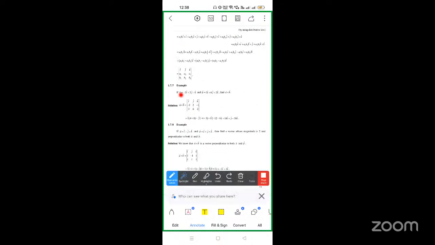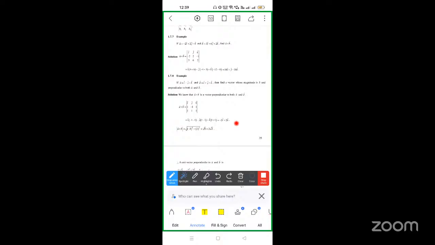For example, A bar is equal to minus 2i plus 2j minus k, B bar is equal to 3i plus 6j plus 2k. Find A cross B. So A cross B is equal to the determinant with i, j, k in the first row. Next, the coefficients of the A vector in the second row, so that is minus 2, 2, minus 1. Next, the coefficients of the B vector in the third row, so 3, 6, 2. Now find the matrix determinant. We are getting 10i plus j minus 18k. So this is the cross product.